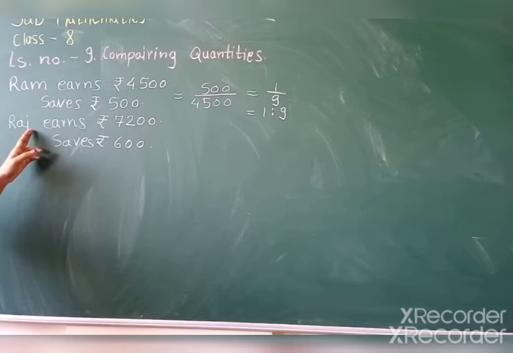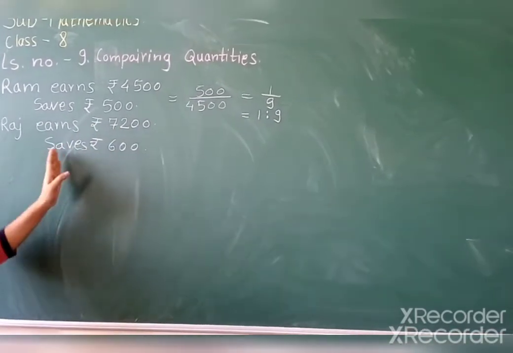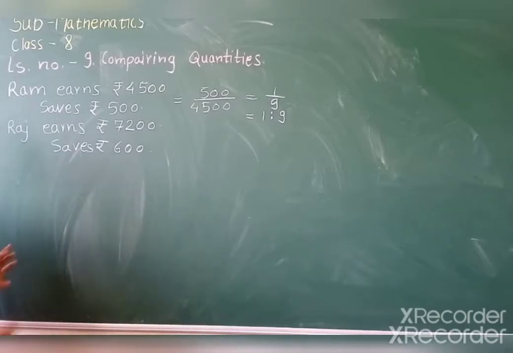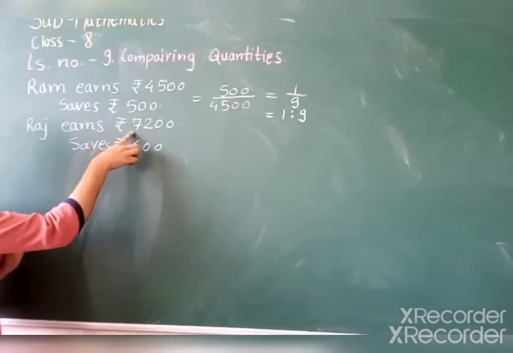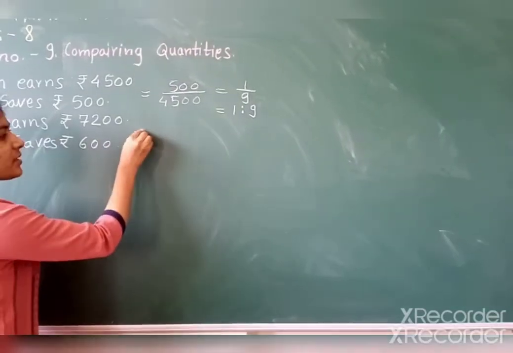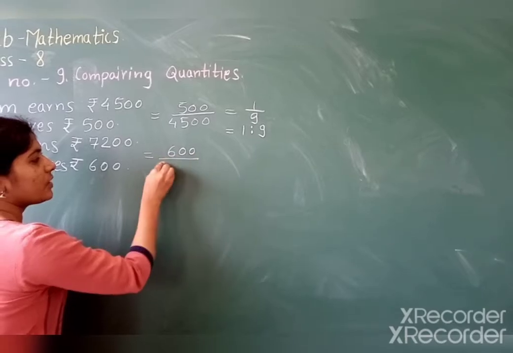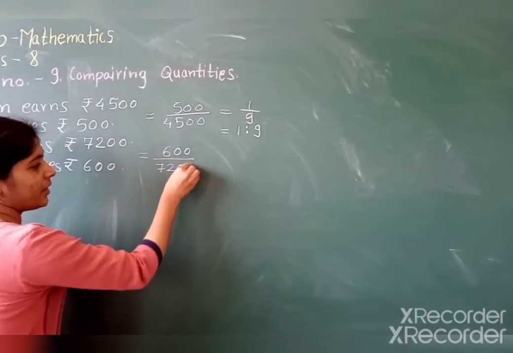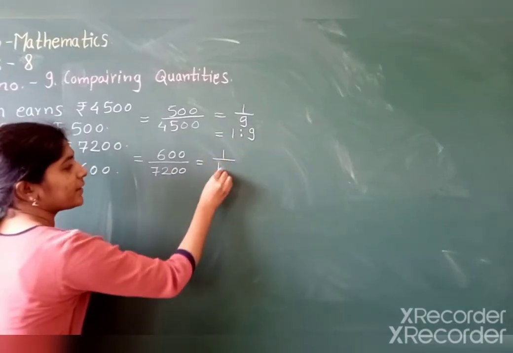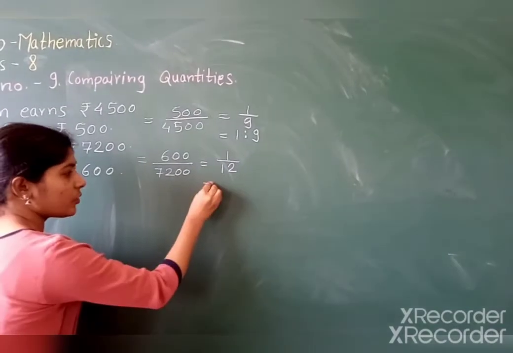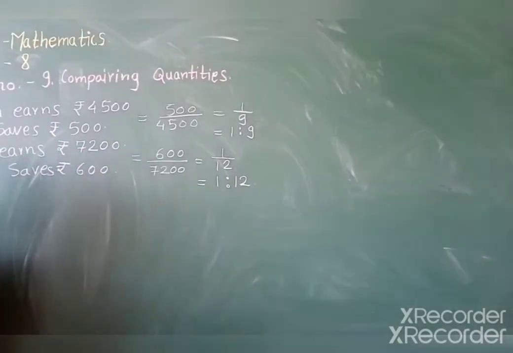Then next is Raj. Raj earns rupees 7,200 and he saves rupees 600. So this is the quantity, the earning and the saving. Let's find its ratio, that is 600 out of 7,200, and its simplest format is 1 by 12, and this 1 by 12 we can write as the ratio 1:12.